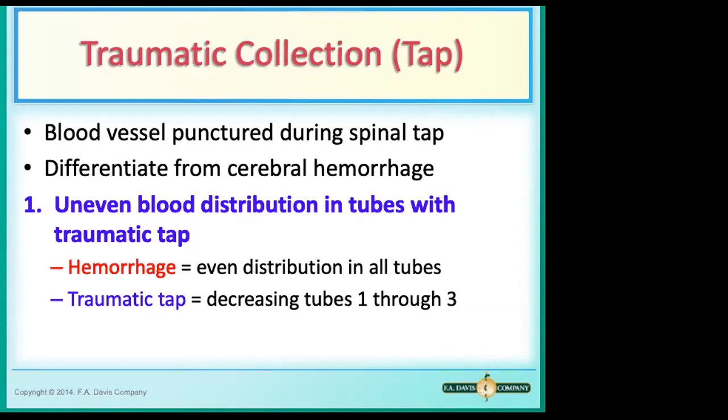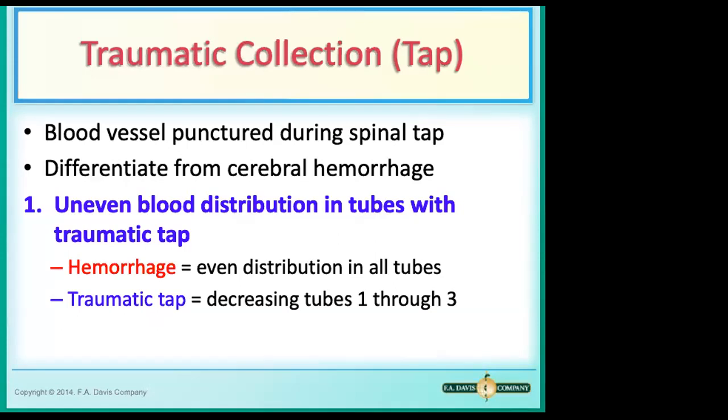Usually there are 3 visual examinations of these samples that will help us determine the difference, and determine if the blood is a result of hemorrhage or because it's a traumatic tap, where we just injured the blood vessel. So there are 3 things. The first thing is the uneven blood distribution. That's what we're going to look at first.